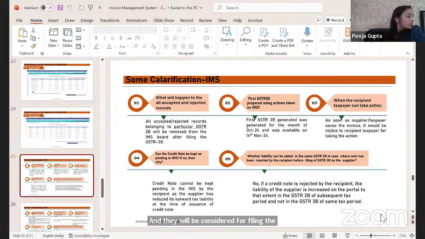Right. First GSTR 2B will be prepared for the month of October. This IMS system is coming into effect from the 1st of October and will be applicable from October month, October 24.